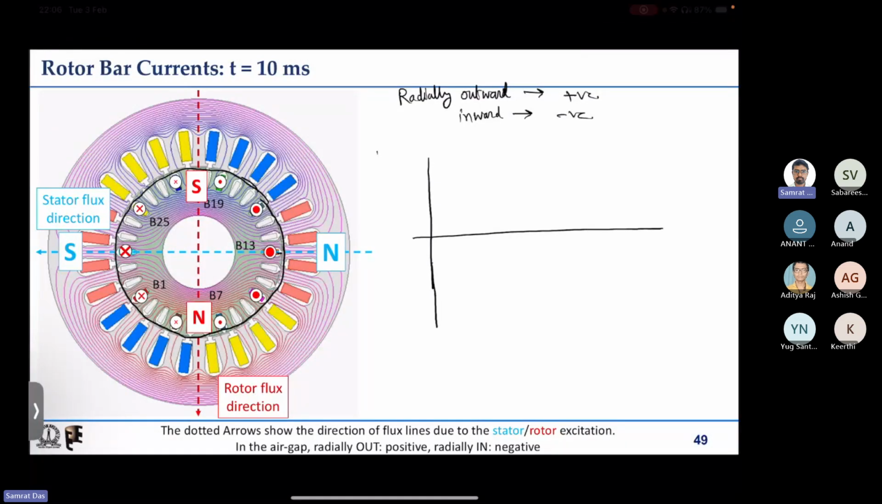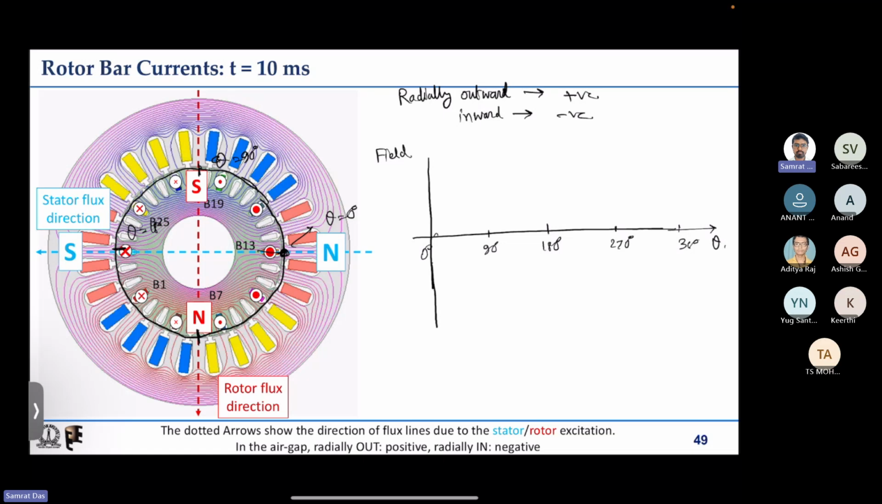So this is the field, this is say 180 degree, this is 360 degree, that is 0, this is 0 degree, this is 90, this is 270, right? This is theta. What is this theta? This is theta equal to 0, this is theta equal to 90, this is theta equal to 180, and this is theta equal to 270. Now let us try to see the stator field first.